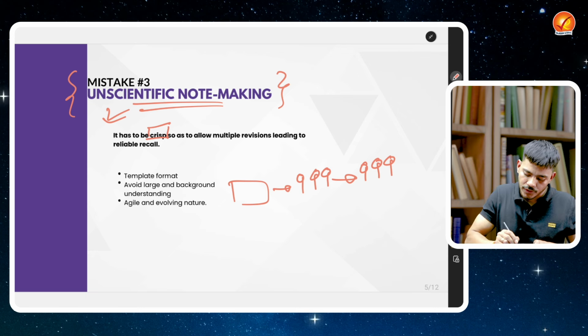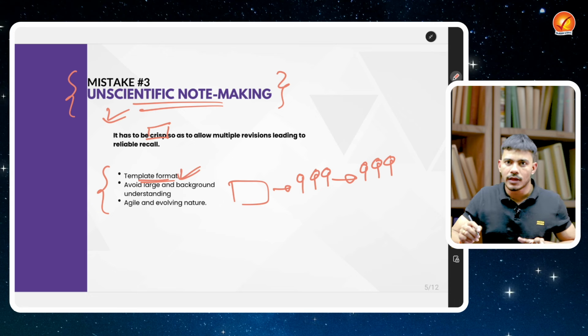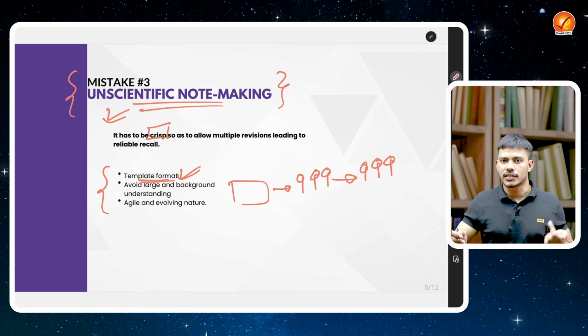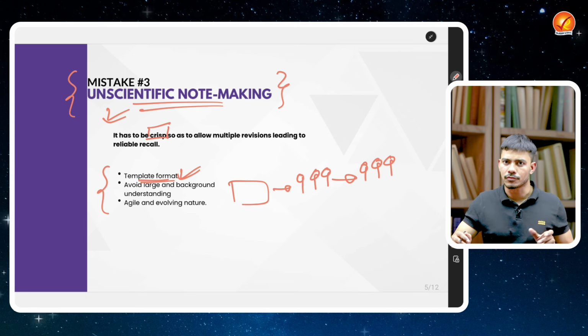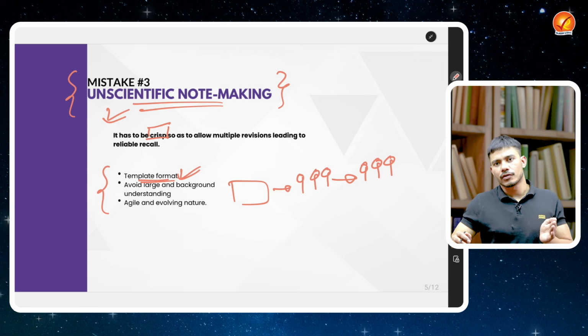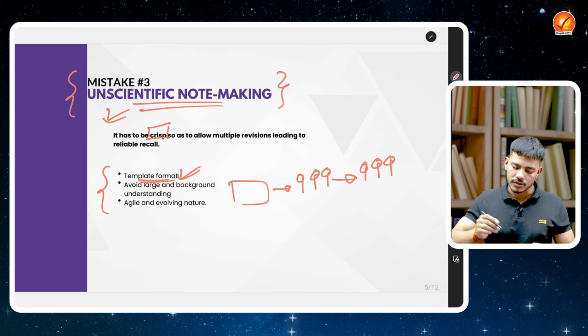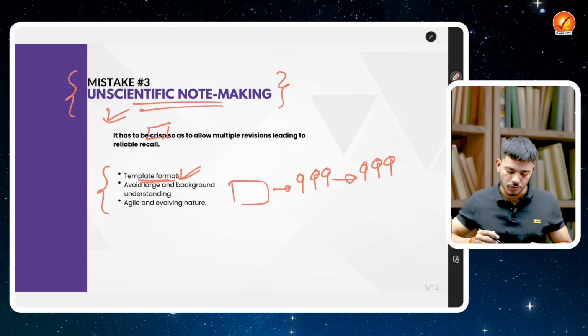Then again, we can also focus upon having template format notes. Like if there are some 8 to 10 different kinds of themes in GS paper 3, say for example water pollution, then the logistics sector, then something related to disaster management, you can also prepare some template introductions and conclusions, etc., which, if the question comes, you are able to directly replicate in your examination. So that also helps to enhance the quality of your notes.